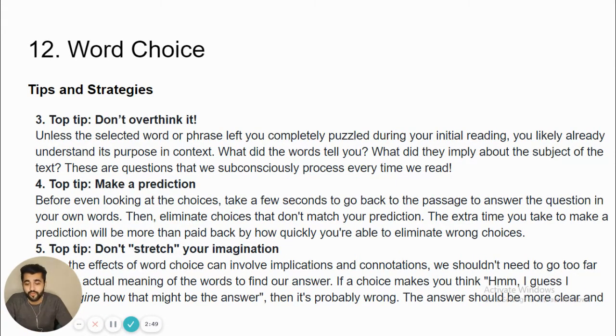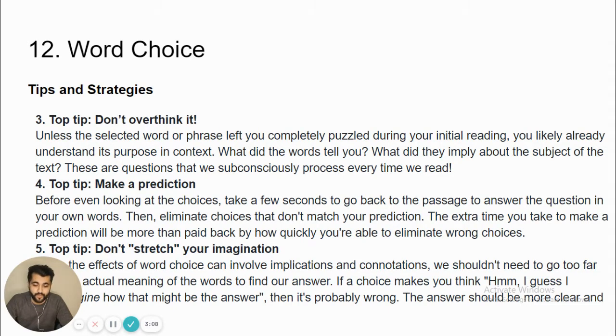Number three, don't overthink it. Unless a selected word or phrase left you completely puzzled during your initial reading, you likely already understand its purpose in context. What did the words tell you? What did they imply about the subject of the text? These are questions that we subconsciously process every time we read.